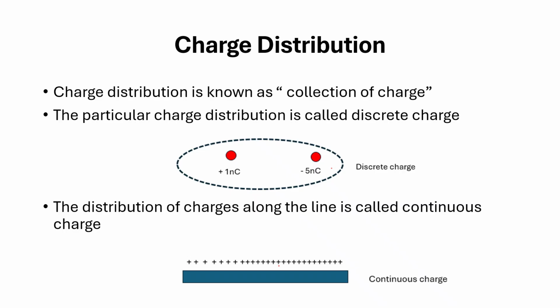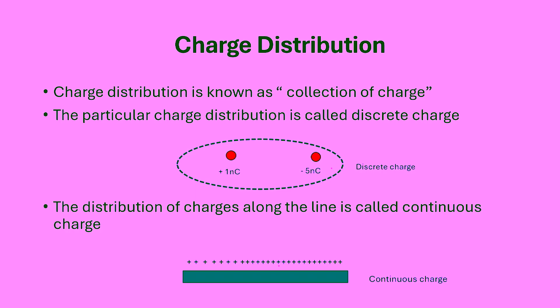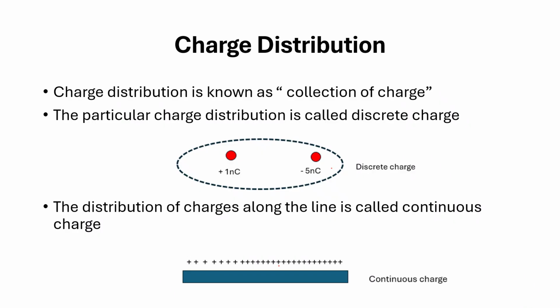Charge distribution is known as a collection of charge. When you have a large number of charges, we call it a collection of charge. The particular charge distribution is known as discrete charge, or we call it a charge element. Distribution of charge along the line is called continuous charge. When on the line you have a lot of charges, to make it simple, the summation of charge, we call it continuous charge.